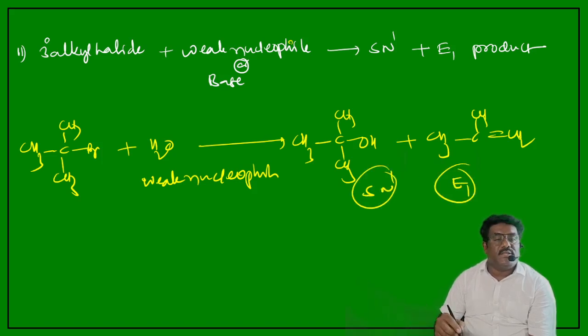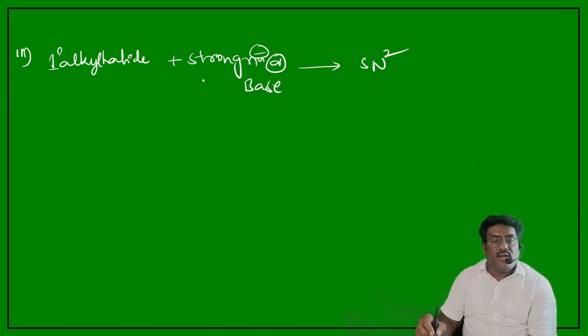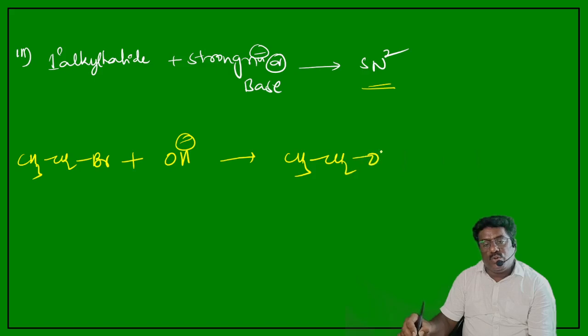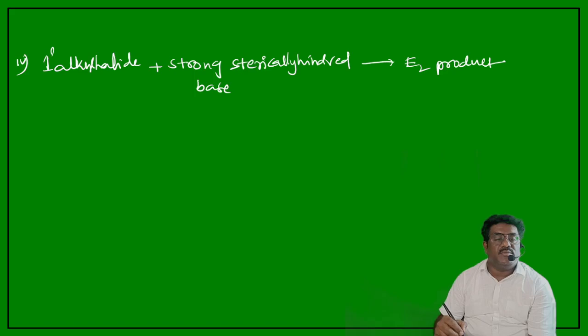Have a look at the next reaction. A primary alkyl halide with a strong nucleophile or base undergoes SN2. Primary alkyl halide means CH3CH2Br, with a strong base, which means OH minus. It gives the SN2 product, simply CH3CH2OH. Have a look at the next example.